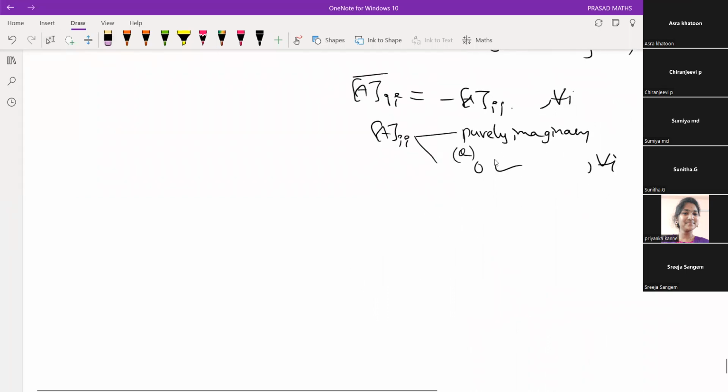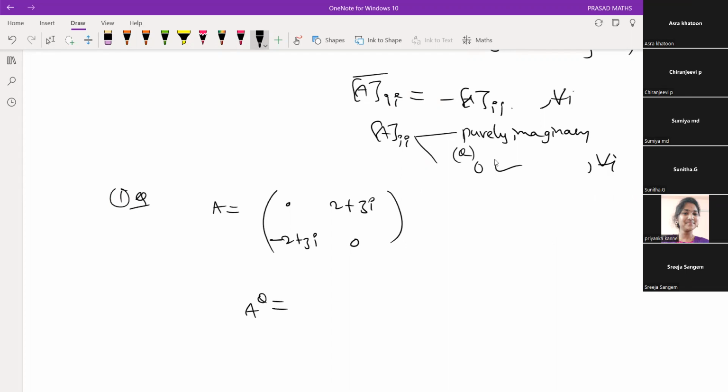Suppose you can take this: A is equal to [0, 2+3i; -2+3i, 0], or else you can take this. Yeah, what about this? A theta? What is A theta? 0, 2 minus 3i, because the conjugate is 2 minus 3i.